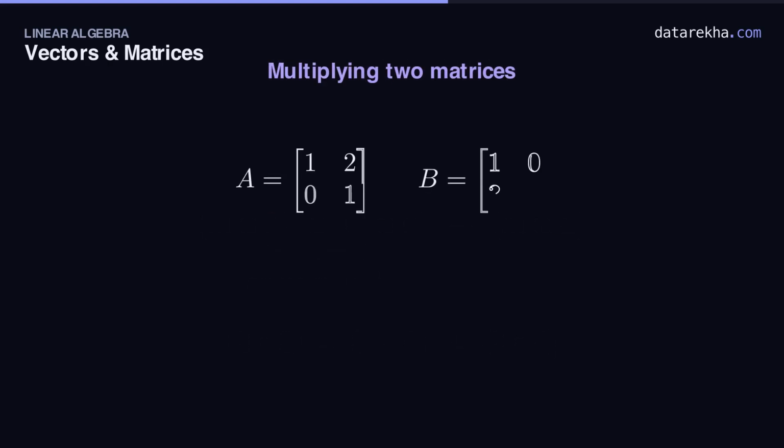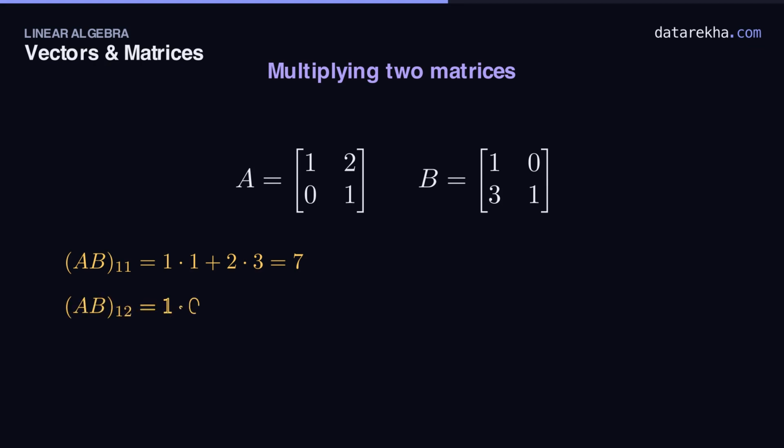Now to full matrices. Here are A and B, both 2 by 2. So their product is 2 by 2 as well. Every entry of the answer is one row of A dotted with one column of B. Top left, row 1 of A, 1, 2, with column 1 of B, 1, 3. 1 times 1 is 1, 2 times 3 is 6, 7.